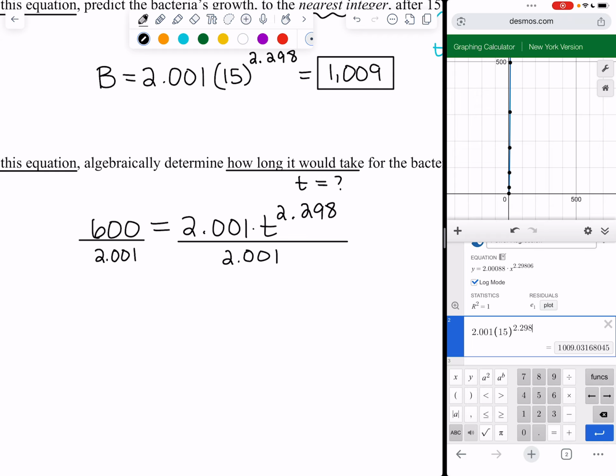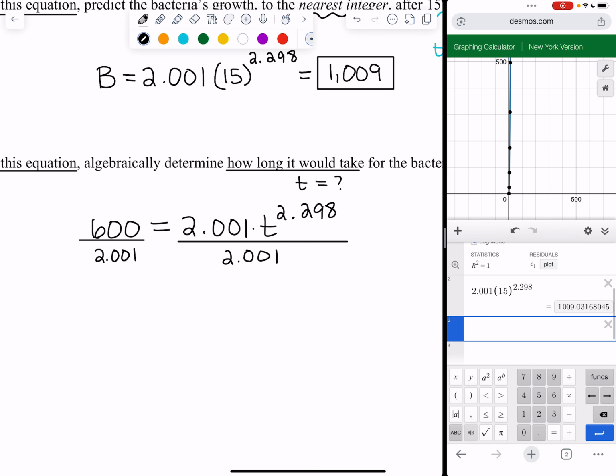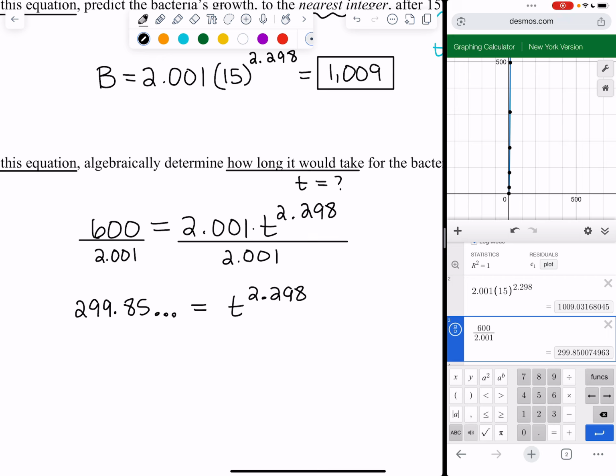And then it's always a good idea not to round, but if I just want to have an approximation of that, 600 divided by 2.001, I get about 299.85. So I'm going to keep the full number in my calculator to use in my next step, but I won't write the whole thing here. And then what I'm going to do is take a root of both sides, but my root should have 2.298 in the index. So I'm taking the 2.298 root.